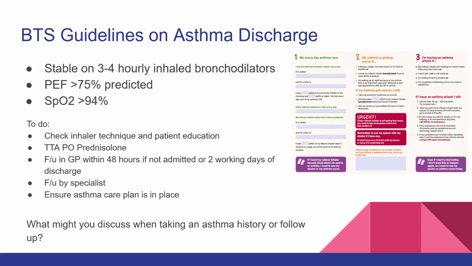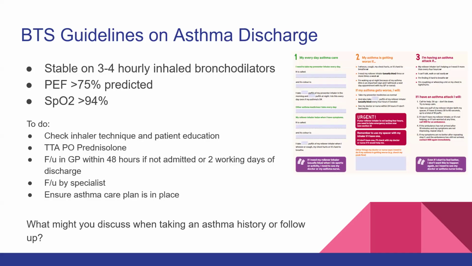So what might you discuss when taking an asthma history or doing a follow-up? If you're doing an asthma history or follow-up, they've come in, it's very likely that it's happened before. This isn't the first time they've come in with a wheeze. So you really want to establish timelines. You really want to establish how often has this happened before? At home, do they ever struggle with their breathing? When they're doing activities, are they managing to run around? Is their breathing getting in the way of anything?